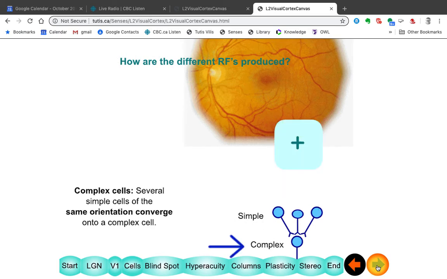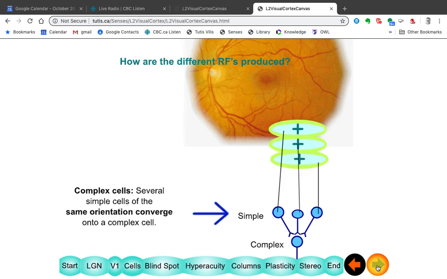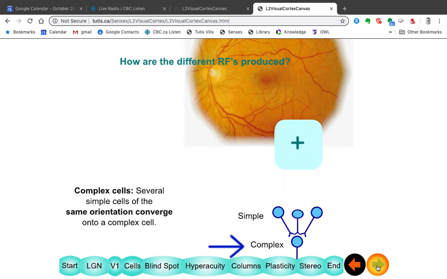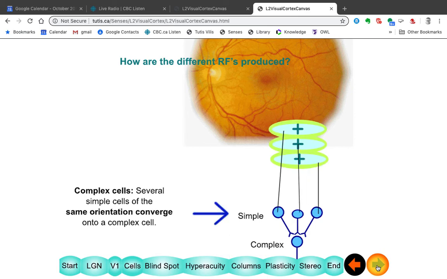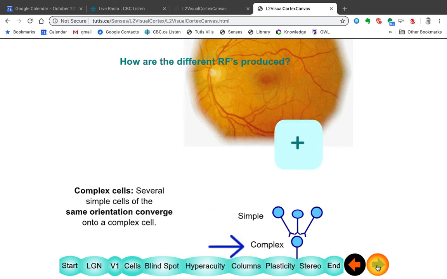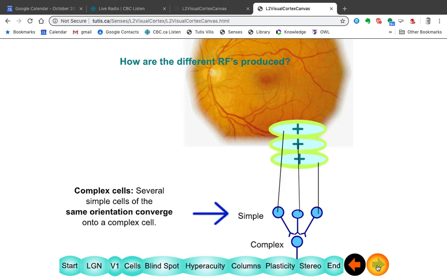Now, in the case of complex cells, you have the same process occur. 3 simple cells will combine onto a complex cell, making the receptive field larger. But also these 3 simple cells are all simple cells that like horizontal lines. So the complex cell will also prefer horizontal lines.